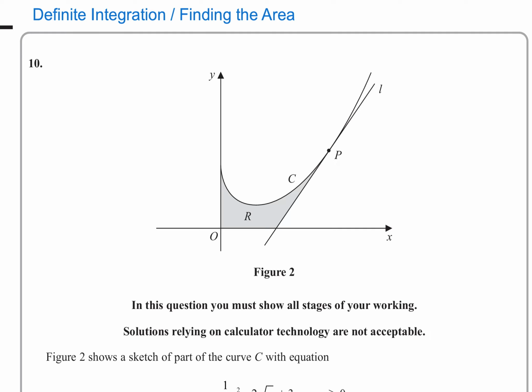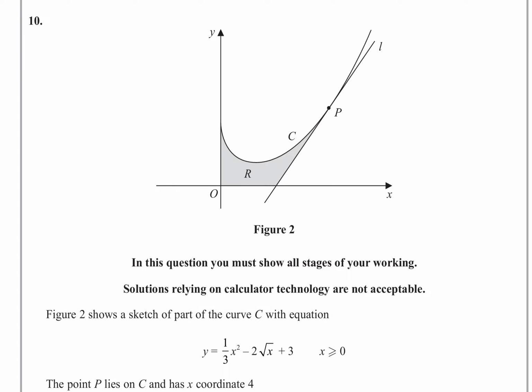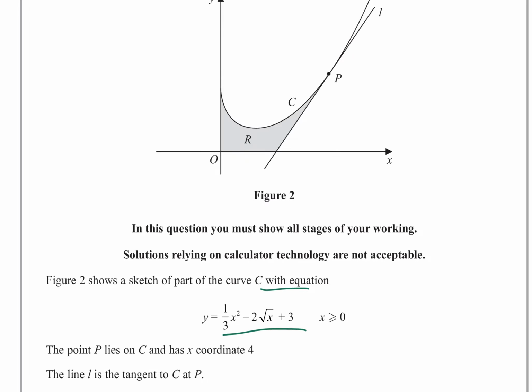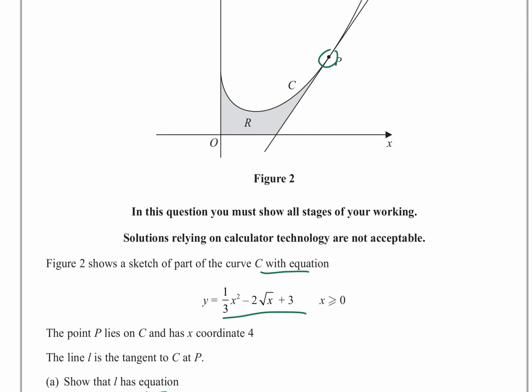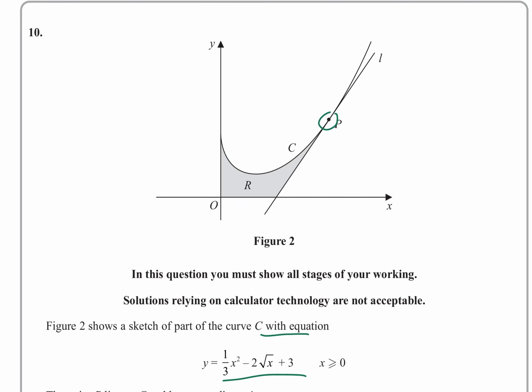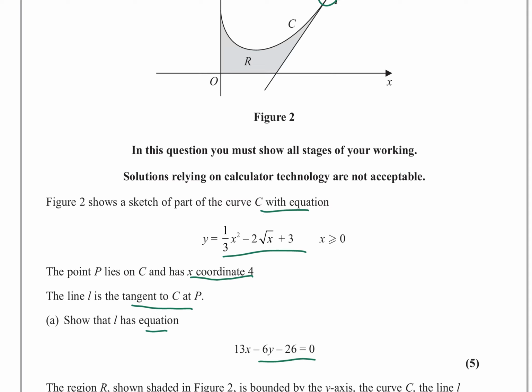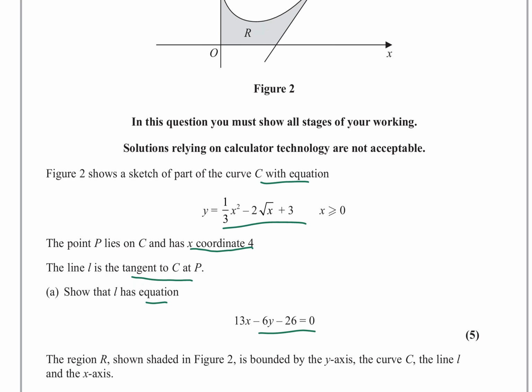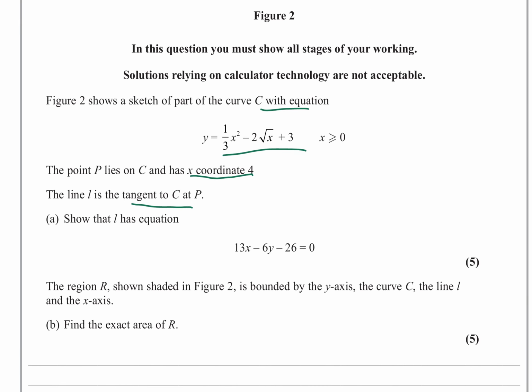Hello everybody, in this question we are given a curve C with the equation and point P which lies on C and has x coordinate 4. The line L is the tangent, and we need to show that the equation of line L is this, and then we need to find the area of this region R.